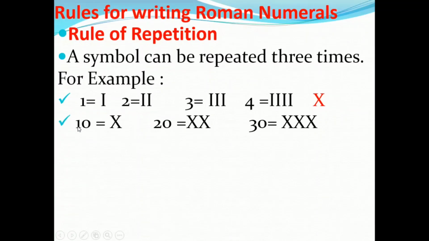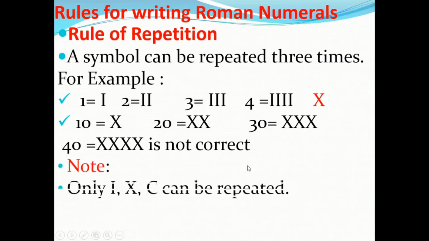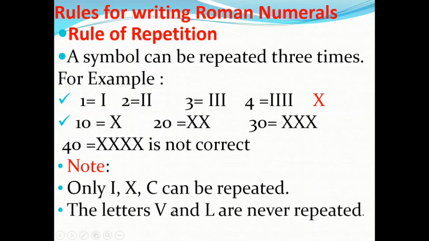For another example, 10 is represented as X, 20 is represented as XX, 30 is represented as XXX. We cannot represent 40 as 4 times X. It is not correct. So note, we have an important note for this. Only I, X and C can be repeated. We cannot repeat V and L. The letters V and L are never repeated. Which letters are repeated? Only I, X and C, that is 1, 10 and 100. Letters 5 and 50 are not repeated.